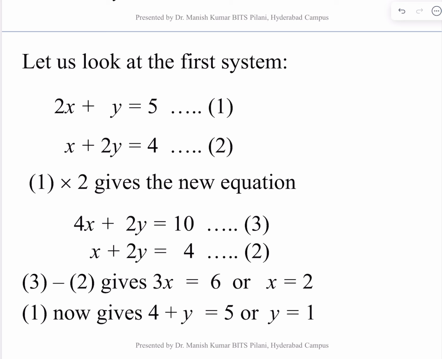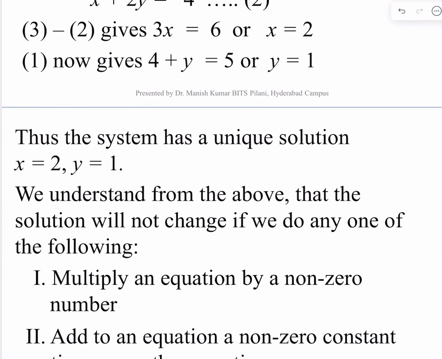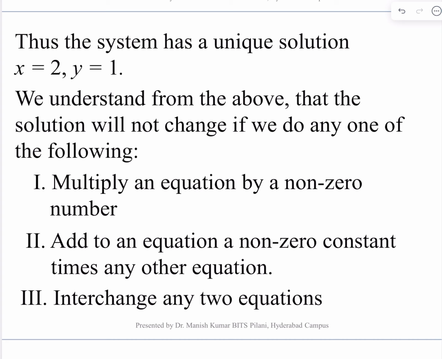Now if you see in this second and third equation, the coefficients of y are equal. So what we do is we subtract equation 2 from equation 3. With the help of equation 2, I'm subtracting from equation 3, which will give me x equal to 2, and correspondingly we plug in the value to get y equal to 1. So this system gives me the unique solution x equal to 2, y equal to 1.